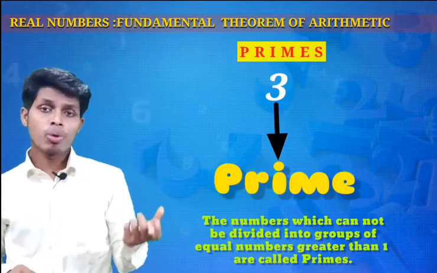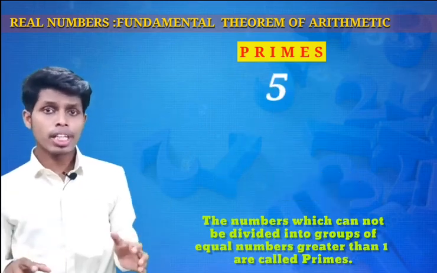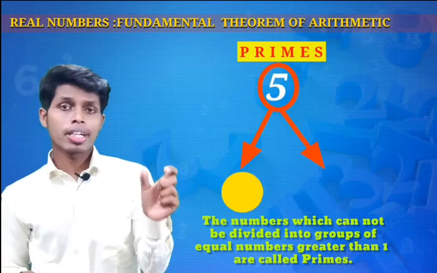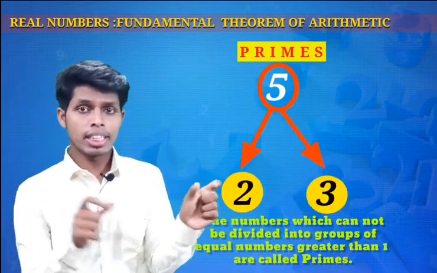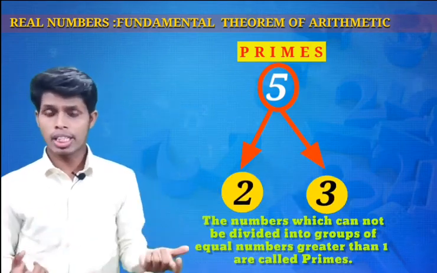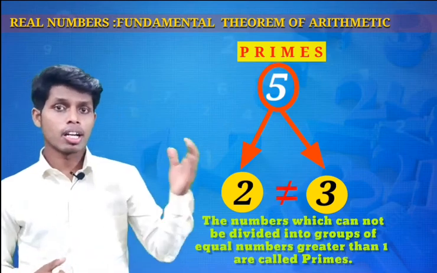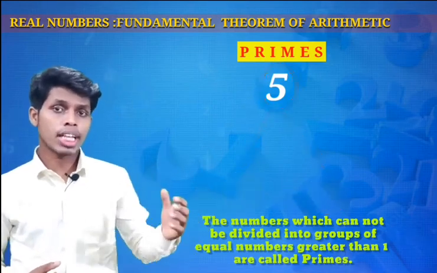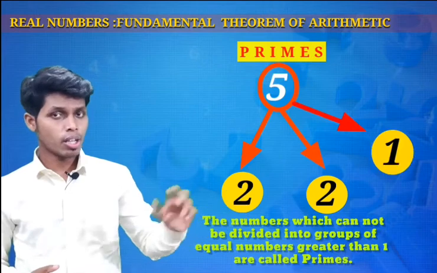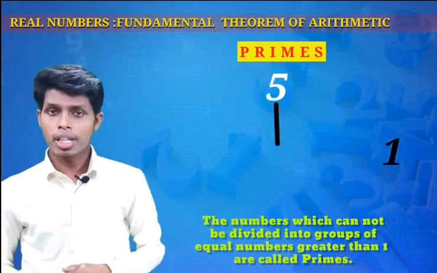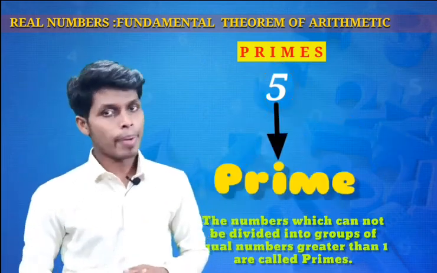Similarly 5, if you want to distribute 5 equally into groups, it cannot be done, because 5 can be divided as 2 and 3 into 2 groups. There are no equal chocolates. Or if you want to distribute 5 in other ways like 2, 2, 1, also one child is getting 1 chocolate, so 5 is also a prime number.